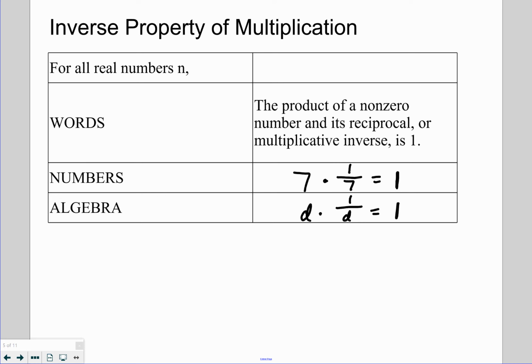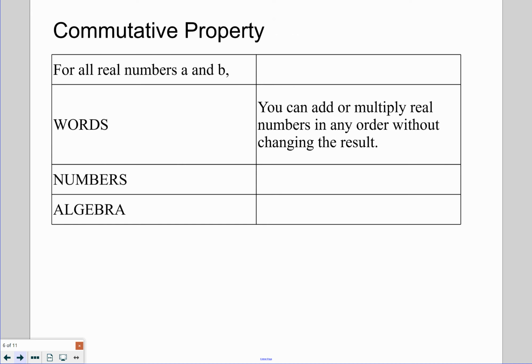Let's keep it going. Last one on this side for your slides, the commutative property. Adding or multiplying real numbers in any order without changing the results.